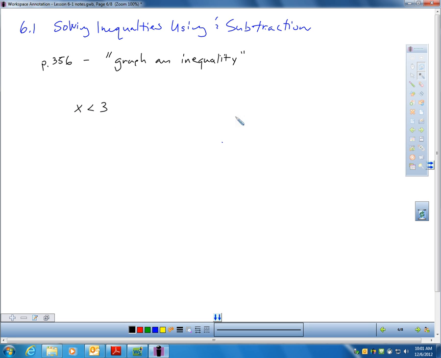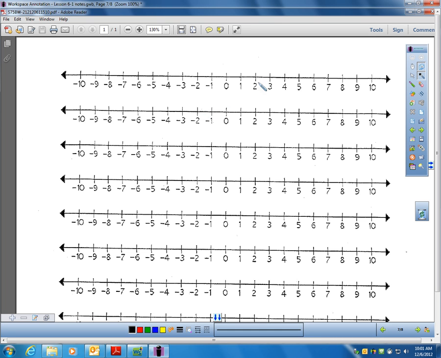So to graph x is less than 3, we would use graph paper. I would go to the point 3. Now I want all the values less than 3. So since we use less than, we use an open circle. An open circle represents less than. I misspoke. Represents not equal. Okay, let me say it again. An open circle represents that this can't equal 3. It's only less than 3.